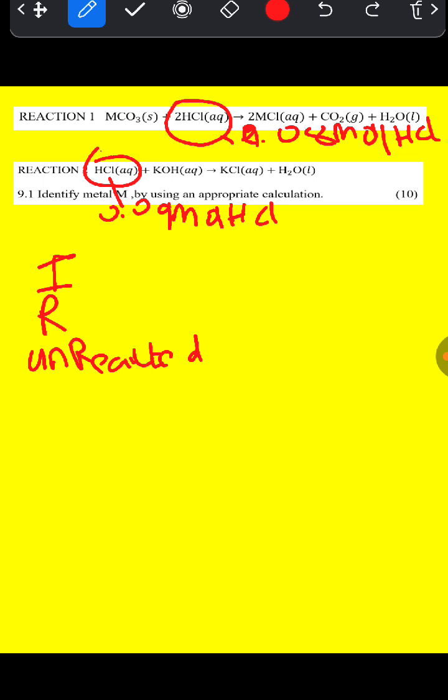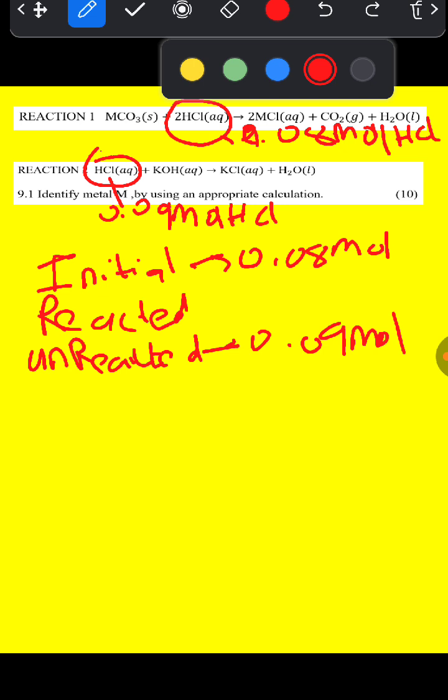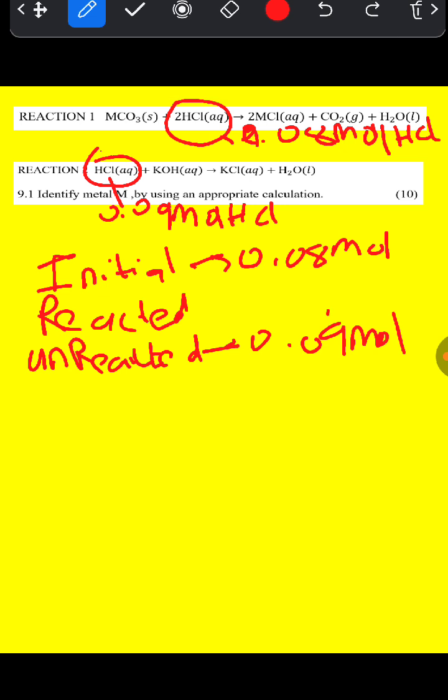Right. And then I said here it will have reacted number of moles. It will have initial number of moles. Now, the initial number of moles of HCl is 0.08 mole. Then the unreacted number of moles is 0.09 mole. Okay? Now, what you are going to do is you are going to subtract these two to get the number of moles that actually reacted.